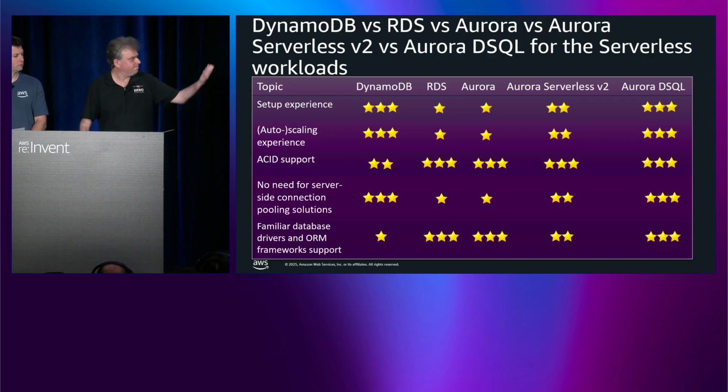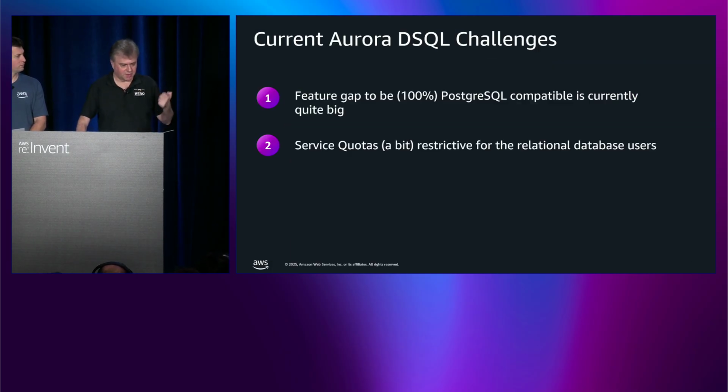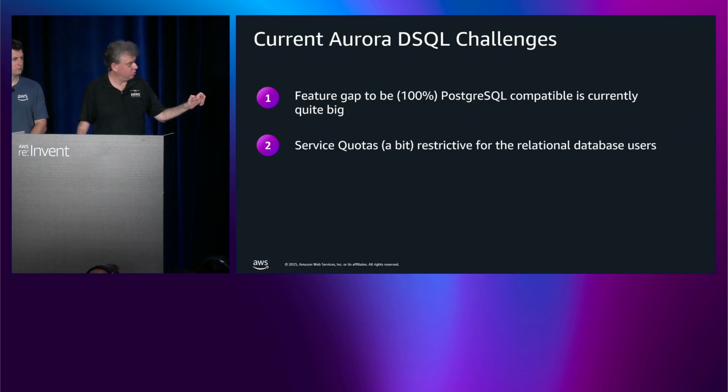But of course, yeah, it looks beautiful, like Aurora DSQL kind of supports every use case. There are challenges, and you need to be aware of that. The first one, as we talked, the feature gap to be 100% Postgres compatible is currently quite big. Yeah, you need to follow, and especially if you start now from scratch with your application, if you know that you can adopt to this, I think.